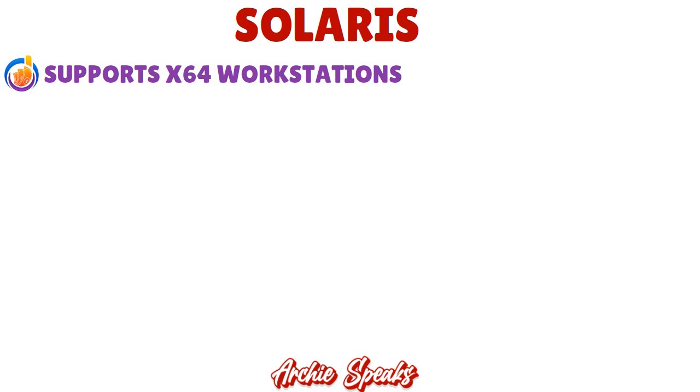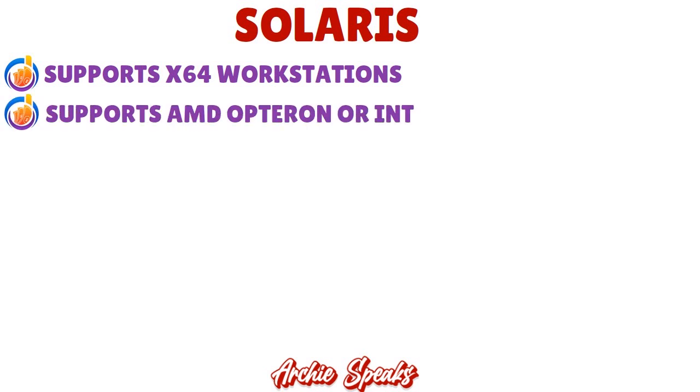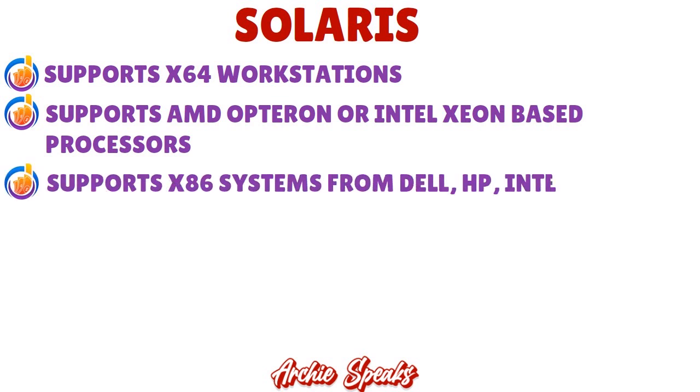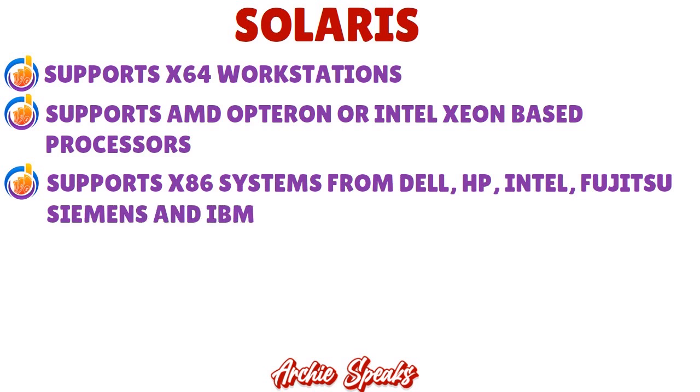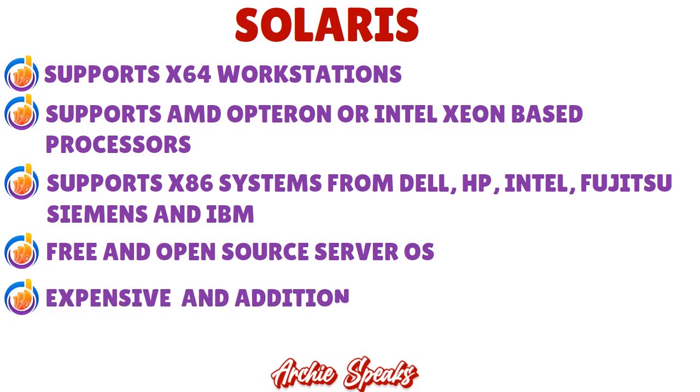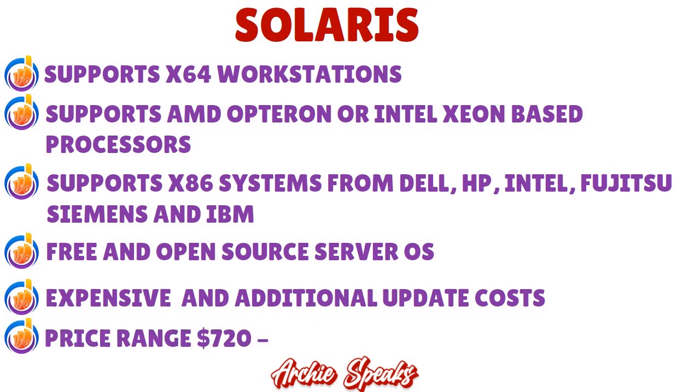You also have Solaris. So Solaris supports x64 workstations, supports AMD Opteron and Intel Xeon based processors, supports x86 systems from Dell, HP, Intel, Fujitsu, Siemens, and IBM. And you have free and open source server OS. On the flip side, Solaris is expensive and there are additional update costs to really account for. In terms of pricing, you're looking at $700 all the way to $1,000. So, this is pretty considerable in terms of cost.